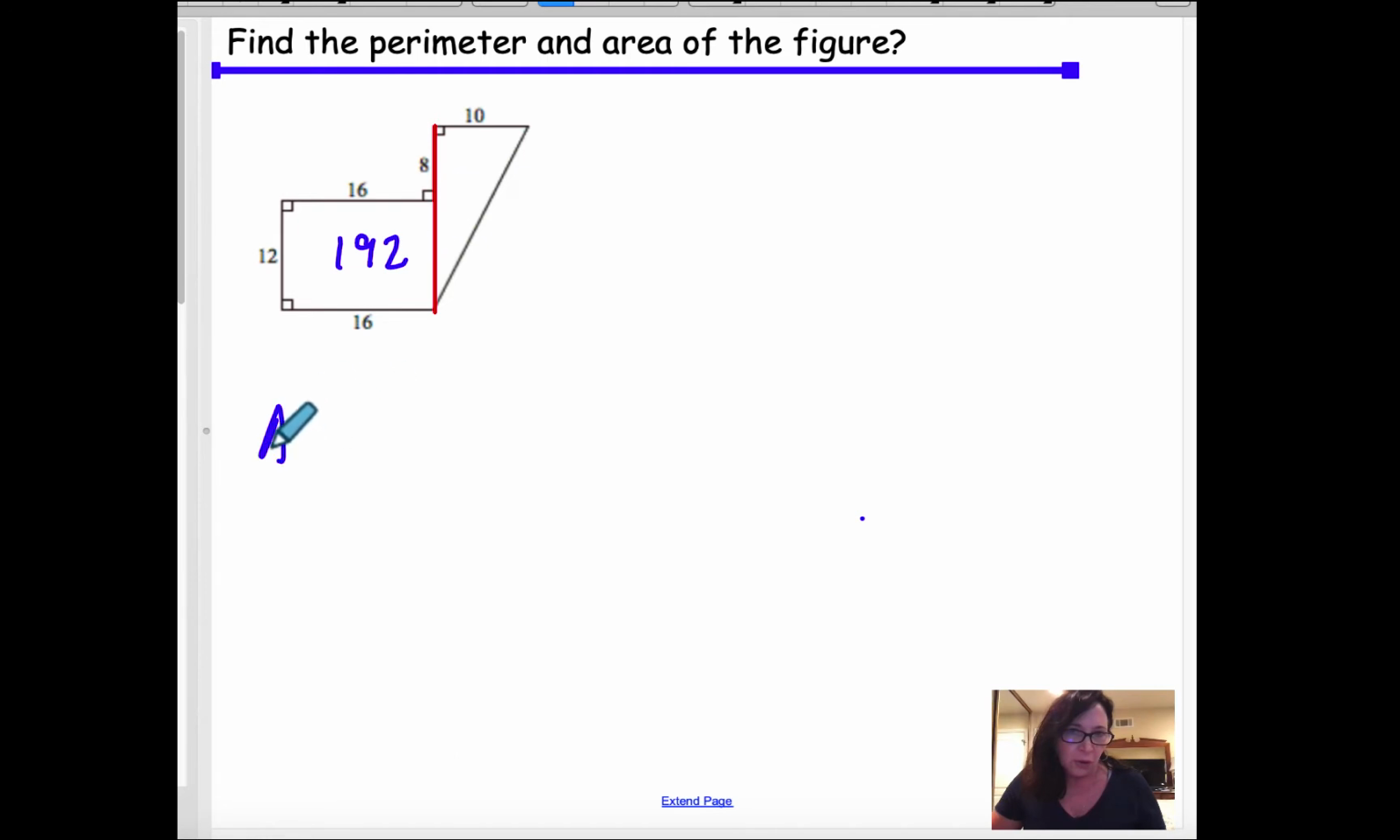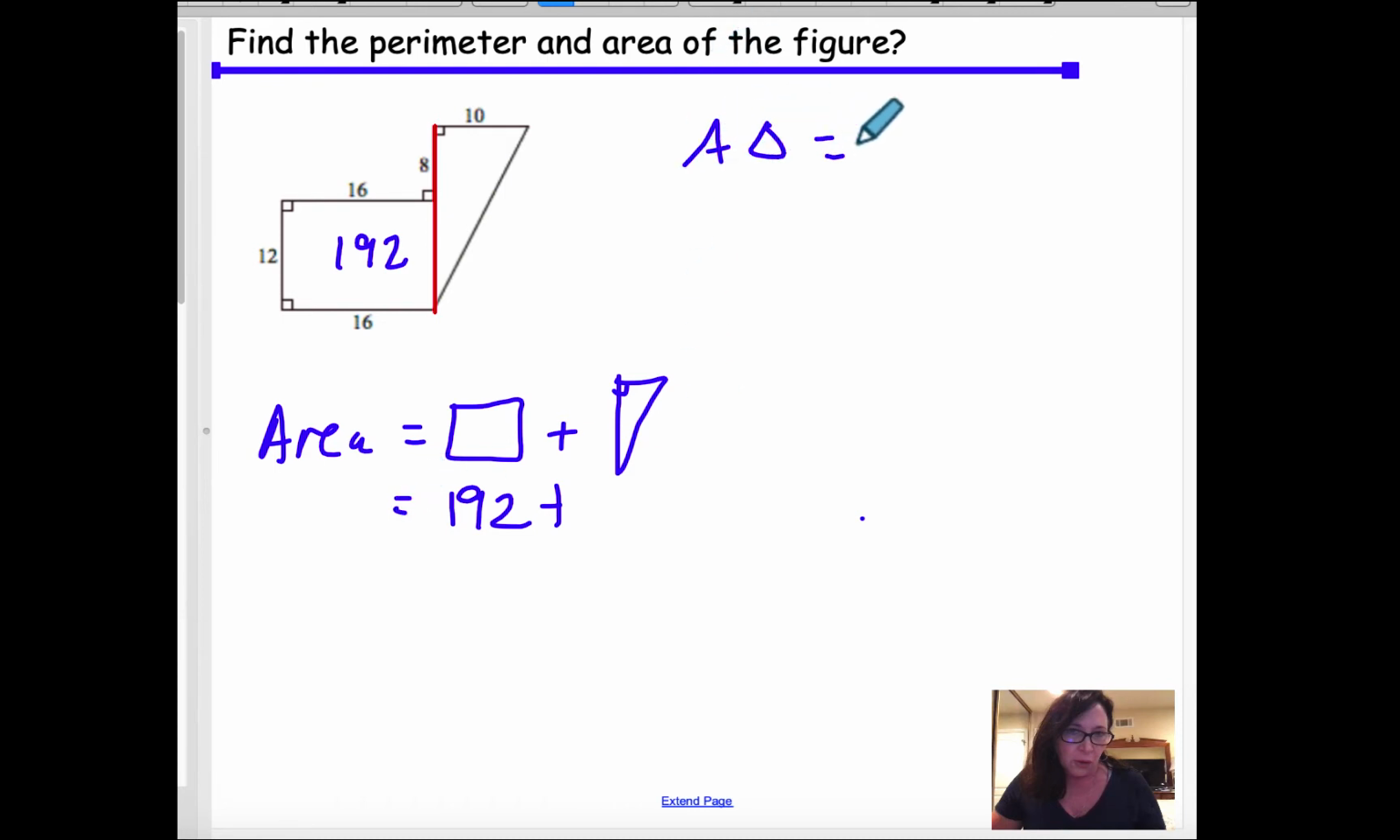For the total area, we are going to add the area of the rectangle plus the area of this triangle up here at the top. So far we've got 192 plus, and by the way, there's no units of measure on here, so I'm just going to say units squared. For the triangle, the area of a triangle separately is 1/2 my base times my height.